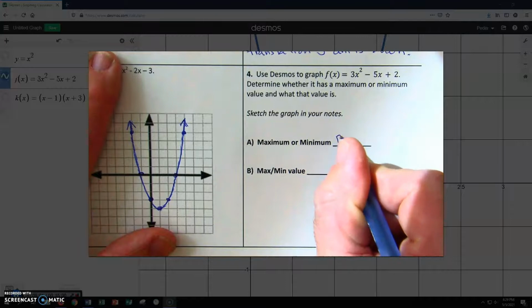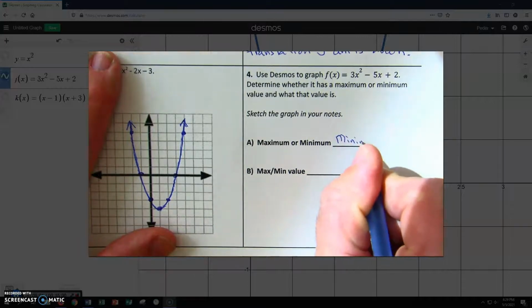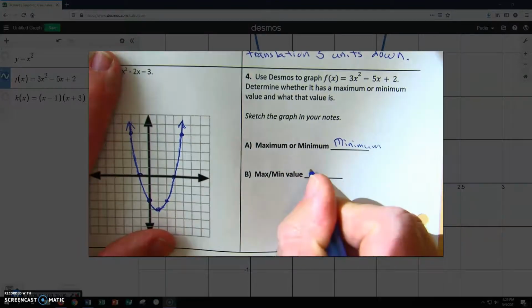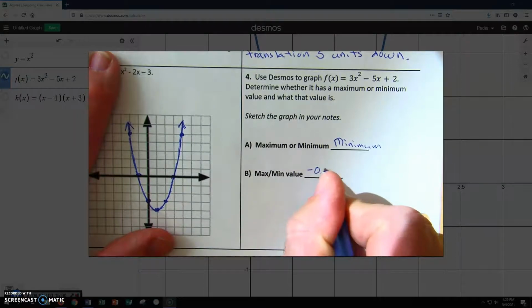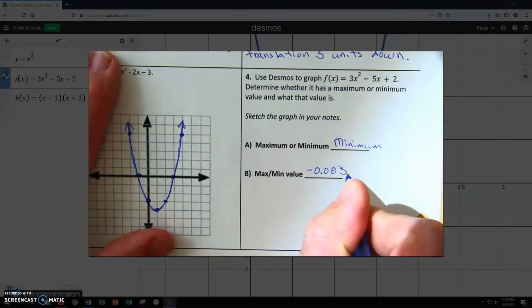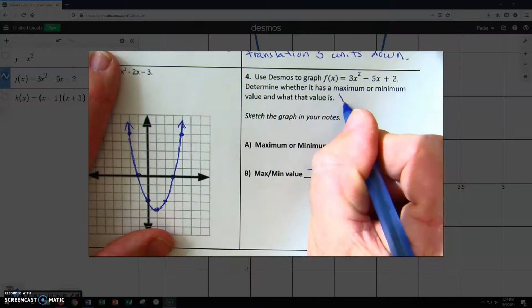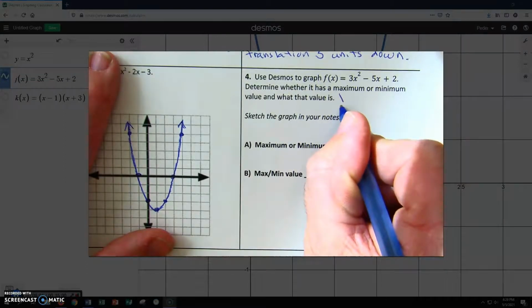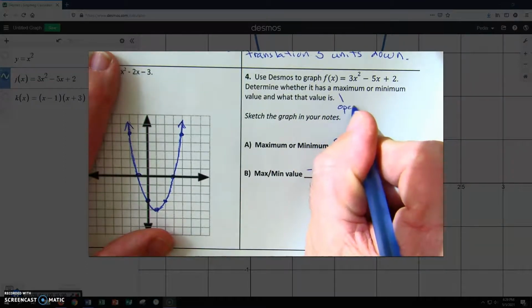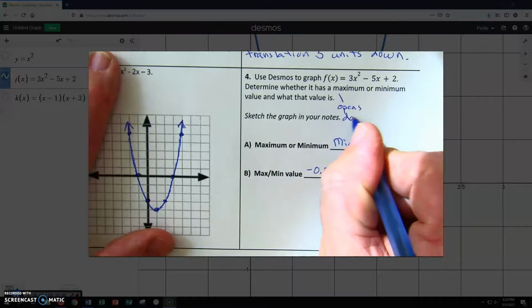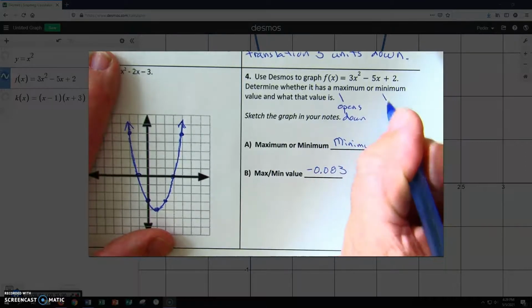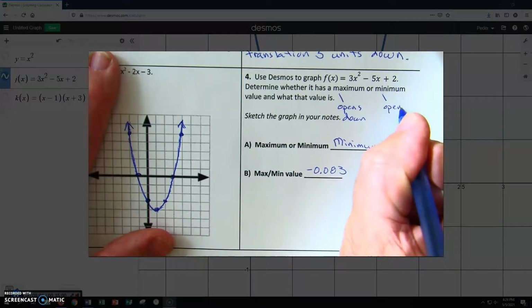So I'm going to switch back over to my paper right here, and you can see that this is a minimum, and it was -0.083. So maximum, I'm just going to put a little note, that would mean it opens down. Minimum would be opens up.